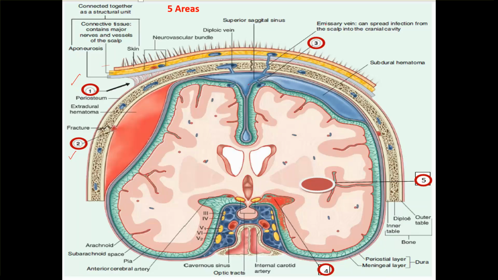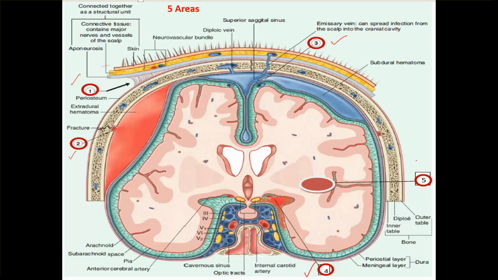The third area is the subdural, between the dura and the arachnoid, and it is related to tearing of the veins. The fourth one is subarachnoid. The subarachnoid is between the arachnoid and the pia mater, and injury is probably due to aneurysms.